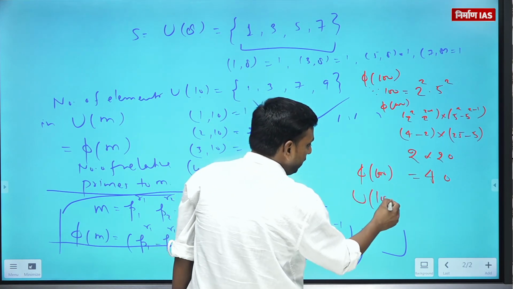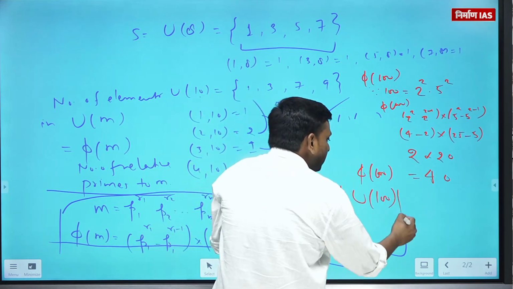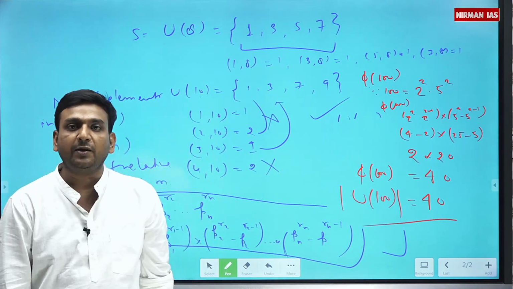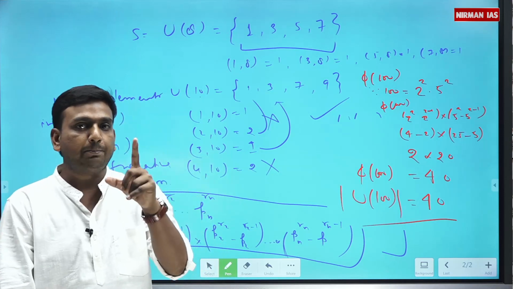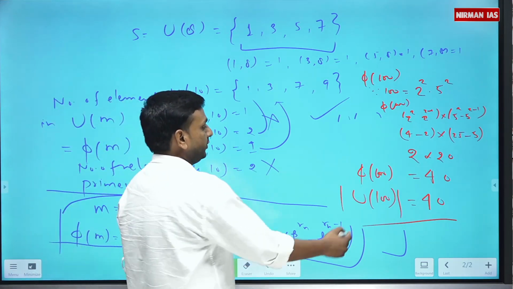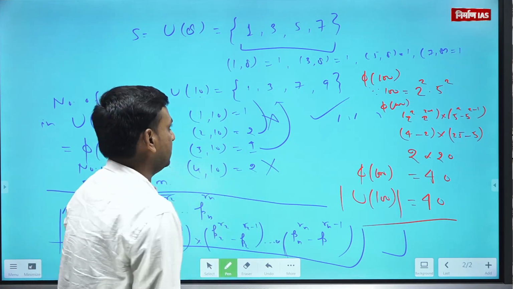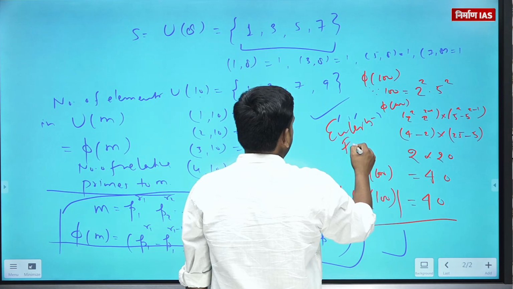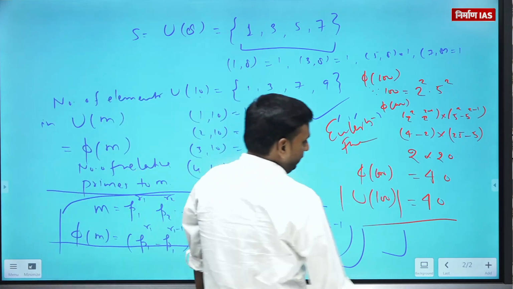Or if someone wants to ask, U100 is what? How many elements will it have? So UM has how many elements? φ(M), the number of relative primes to M. So is that clear to you all? How you calculate? And this is Euler's formula, or Euler's theorem. Chalo, let's move to the next.